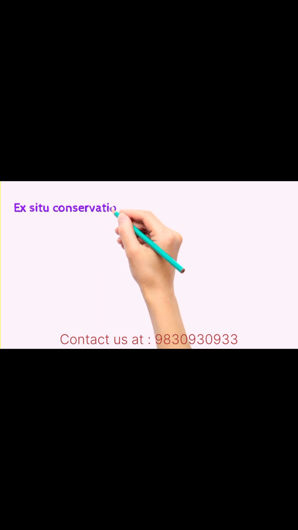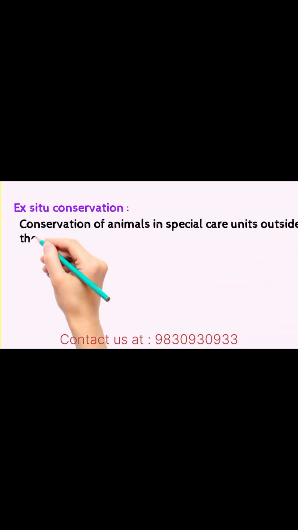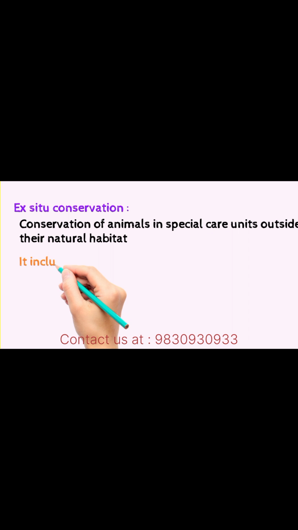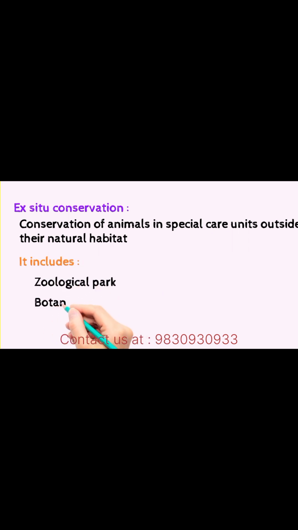However, ex situ conservation means conservation of animals in special care units outside their natural habitat. They include zoological parks, botanical gardens, tissue culture, seed banks, and gene banks.